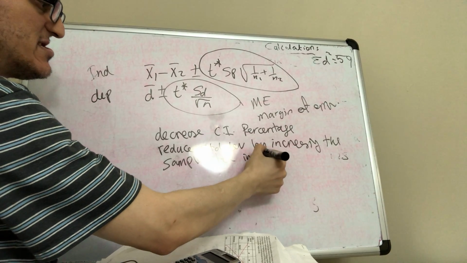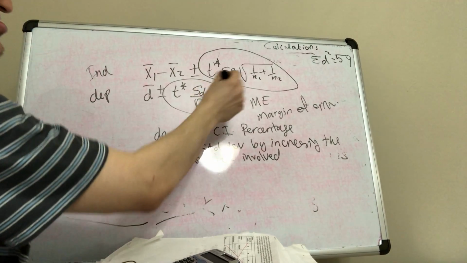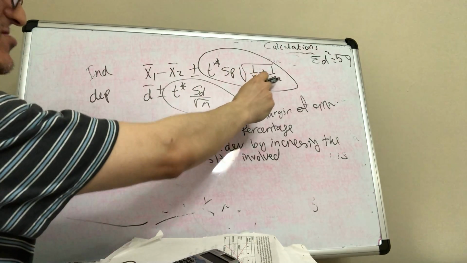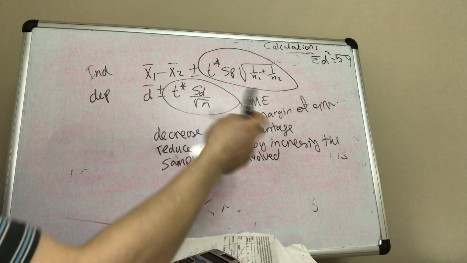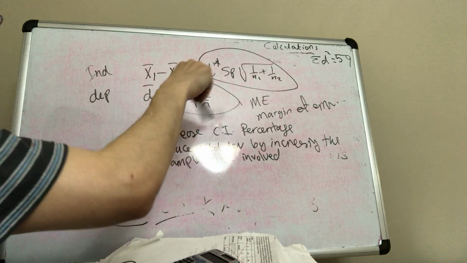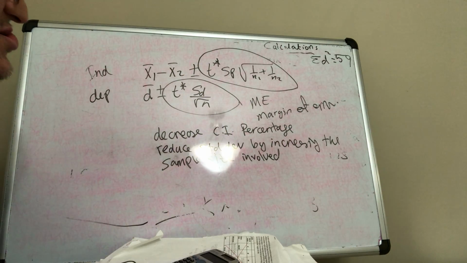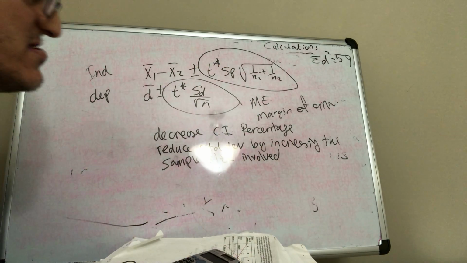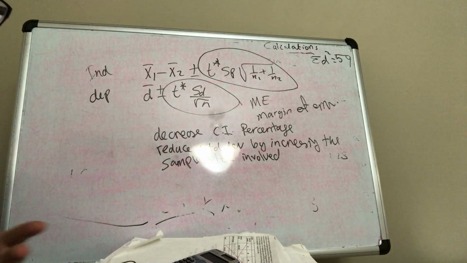Involved. So anytime you increase the sample size, here for group 1 or group 2, or here for the group, that would also reduce your margin of error. And if you decrease the percentage, that would also help with decreasing margin of error.